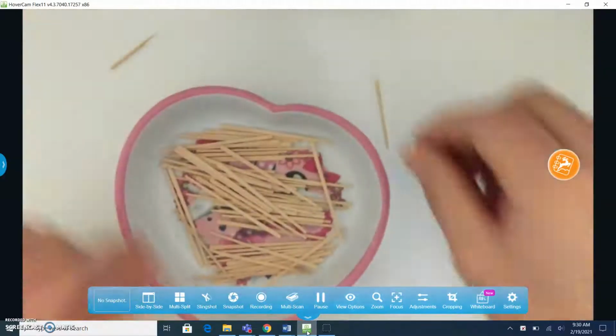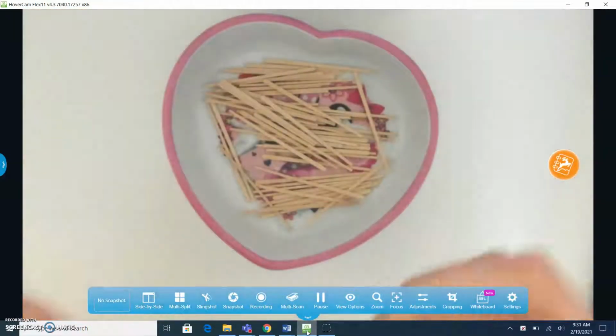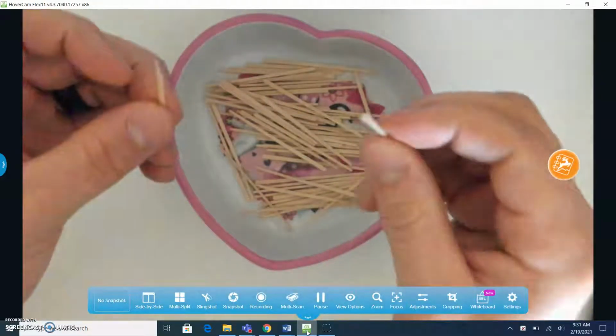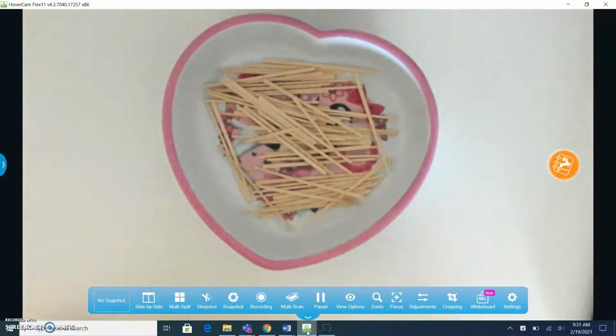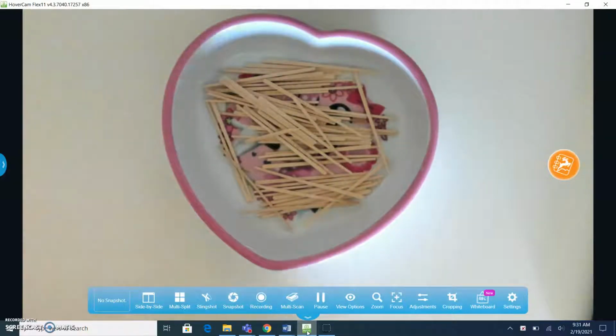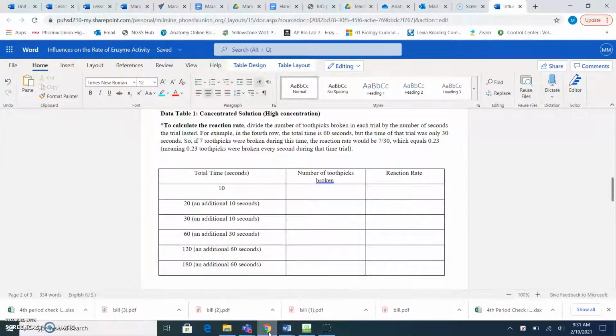Another thing to consider is that in reality, this is all happening inside the cells of our body. So when a substrate is broken, it has to stay inside the cell. It cannot leave it. What we're going to be measuring is how quickly I can break these toothpicks per second over a total of 3 minutes, which is what this data table adds up to. Looks like we have 6 trials. The first 3 will last 10 seconds, the fourth one 30 seconds, and then the last 2 60 seconds. Total of 3 minutes.